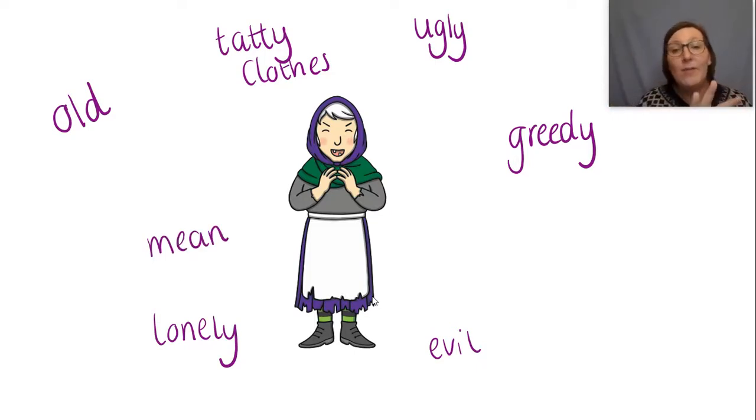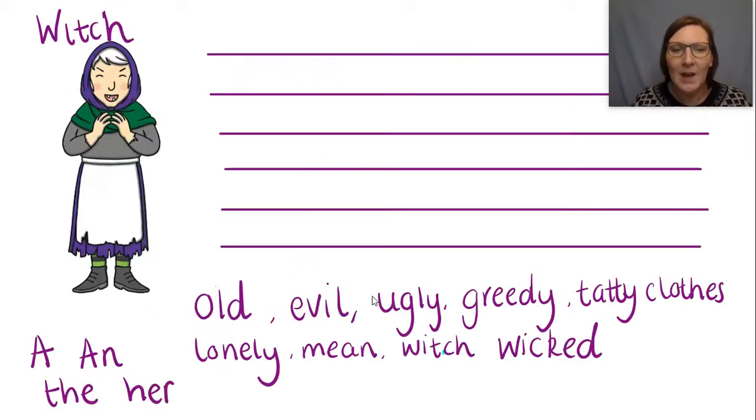Can you see there how we have built different adjectives to describe our witch? Now I'm going to use these adjectives here and I'm going to put them into a word bank. And then we're going to create an expanded noun phrase using them. Oh, wicked. That was the other one I forgot too. Okay, so here are all my adjectives. And I've got her name up here. And here I've put my determiners because you might want to use those. So here I've got old, evil, ugly, greedy, tatty clothes, lonely, mean, witch, and wicked.